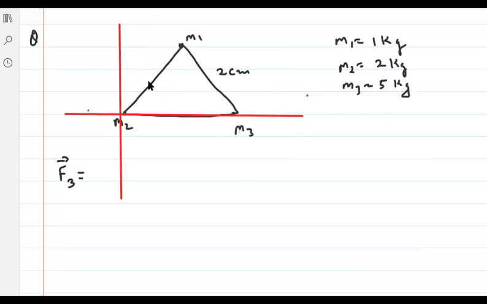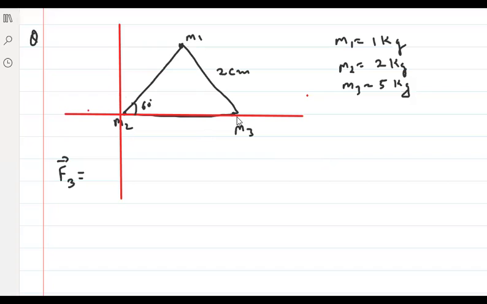Now, we know that this is 2 centimeter. The length is given. Step by step, this is the first step. Length is given, and this angle we know. This angle is, tell me, 60 degree. So what you have to do is resolution of vector. I hope everyone remembers.